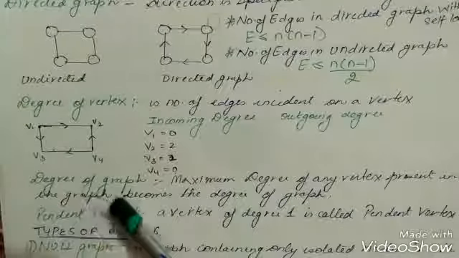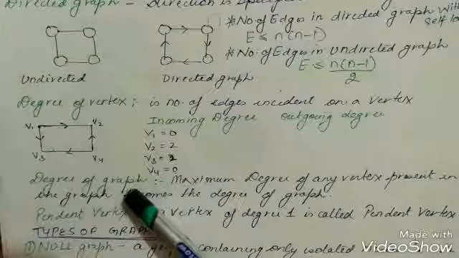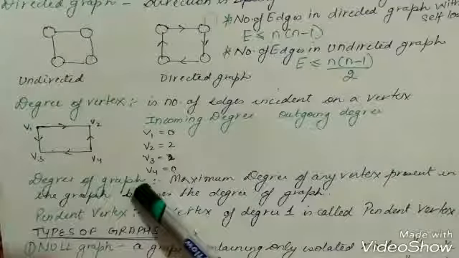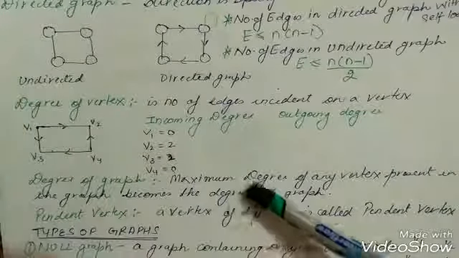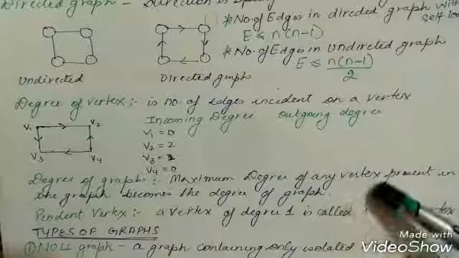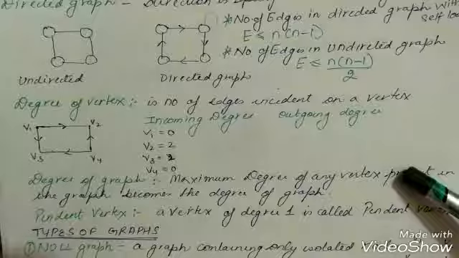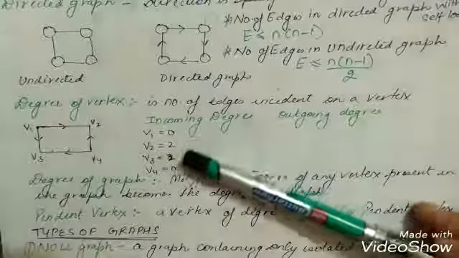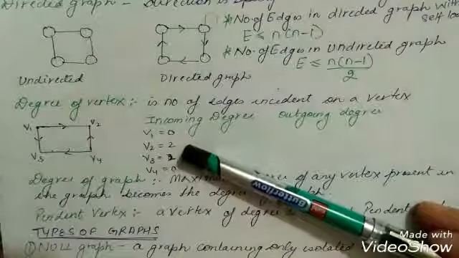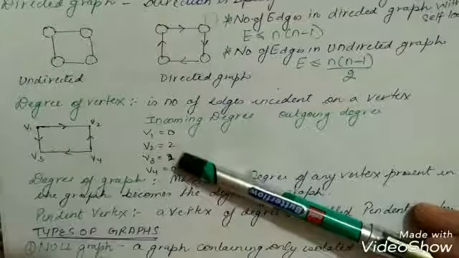Now we have the degree of a graph. What do we mean by this? The degree of a graph is the maximum degree of a vertex present in the graph. Like here, we can see that the maximum degree is 2, and that too of V2 and V3.